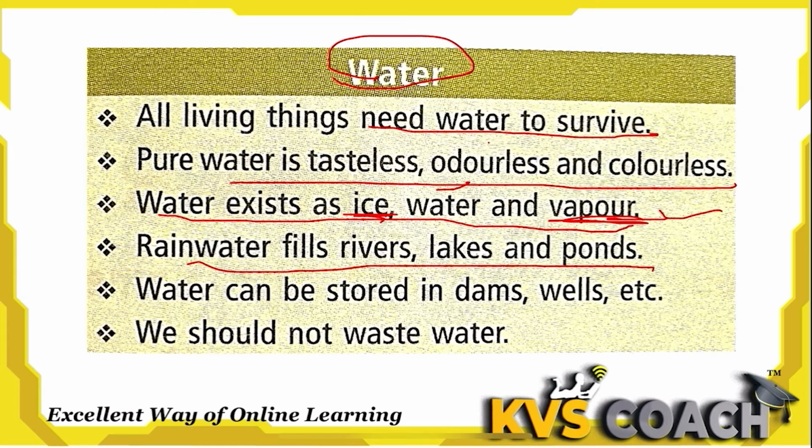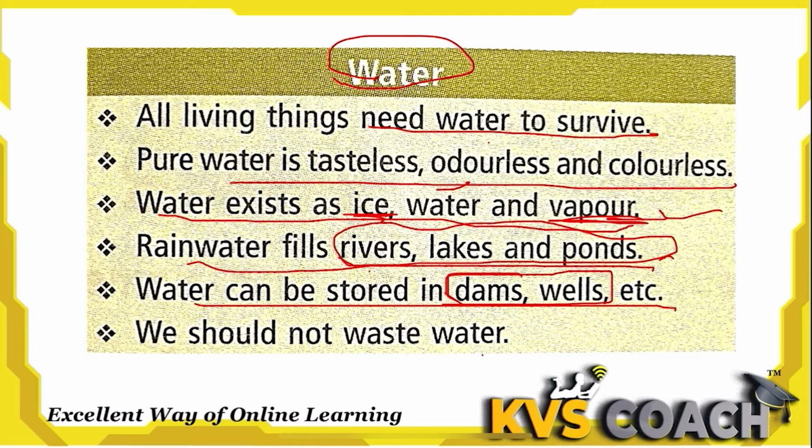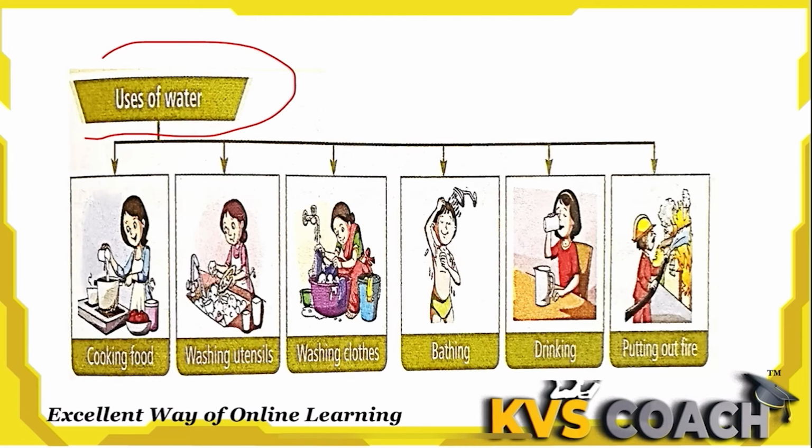Rainwater fills rivers, lakes and ponds. When rain comes, the water fills the rivers, lakes, ponds, and all this water goes to the sea. Water can be stored in dams and wells. Yes, these are natural water collectors and these are man-made dams and wells. We should not waste water. This is a very important thing. We should not waste water. You should learn this, that we should not waste water.